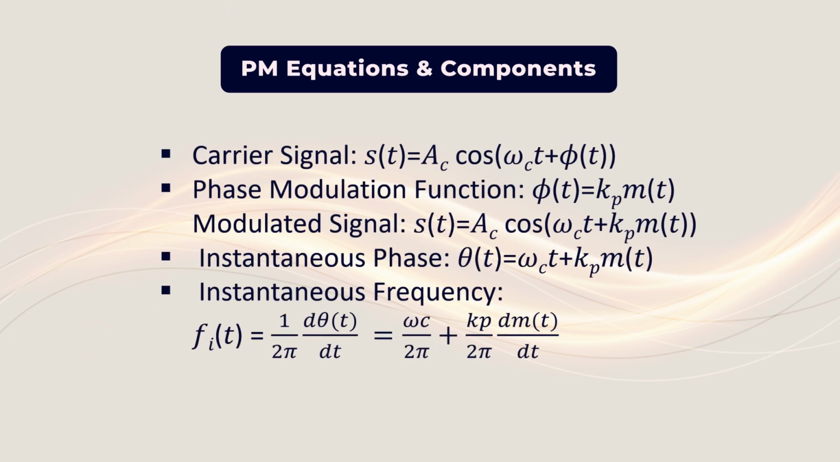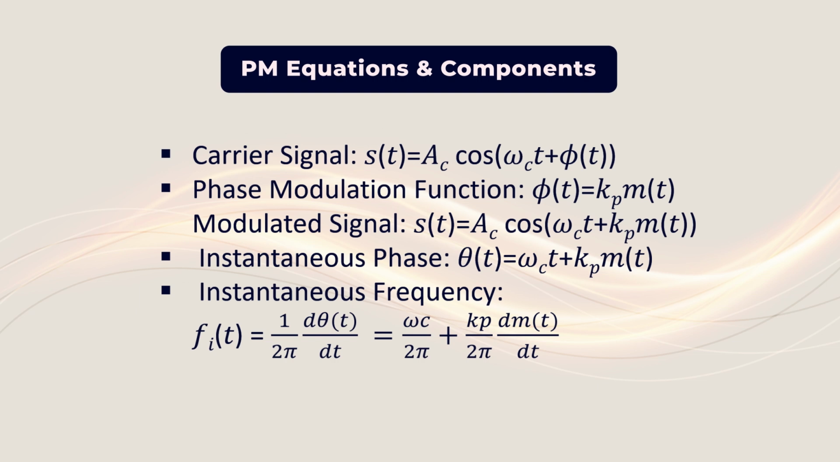In phase modulation, the phase of the carrier wave is varied in accordance with the amplitude of the input signal. Mathematically, this relation can be expressed using a few key equations. The carrier signal in phase modulation is typically represented as c(t) = A_c cos(ω_c t + φ(t)), where A_c is the amplitude of the carrier, ω_c is the angular frequency of the carrier, and φ(t) is the phase modulation function which varies with time.